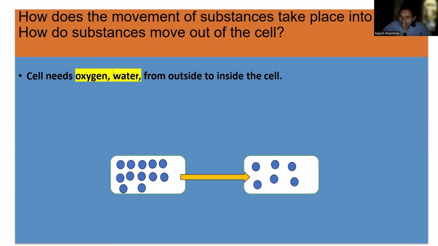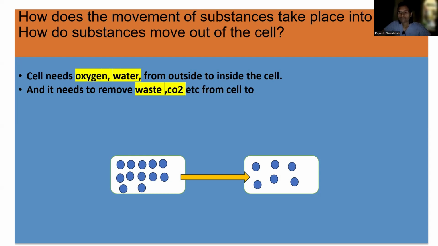Let's read line by line so that you can understand. Okay. Cell requires oxygen and water. What does the cell require? Oxygen and water from outside to inside the cell. Then it needs to remove the waste material like CO2 and nitrogenous waste from the cell to outside. Okay, from the cell to outside.